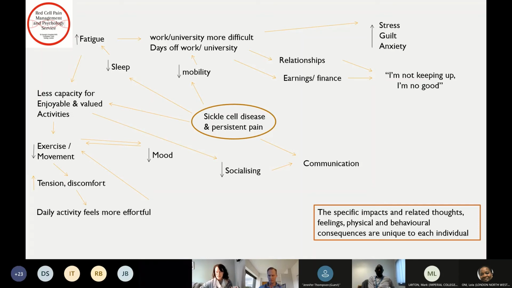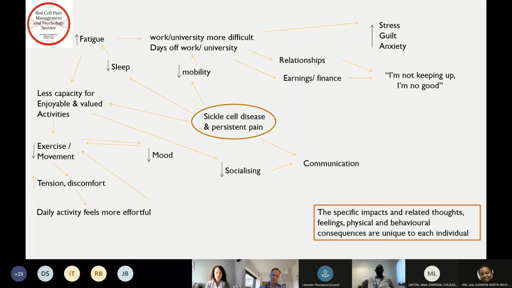So, these are examples, and it's really vital, like we've been talking about all afternoon, that the specific impacts, the specific related thoughts or beliefs, feelings, physical impacts and behavioural consequences that are unique to the individual are really drawn out and understood by the team that are trying to work with them. And the pattern and impact of pain will be different for everyone.